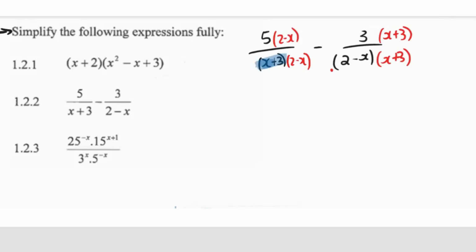Looking at them, our denominators now look the same. This bracket, we have it this side, we also have it on that side. This bracket, we have it this side, we also have it on that side. So our denominators are the same, meaning we can add or subtract our numerators. But before we do that, let us simplify.